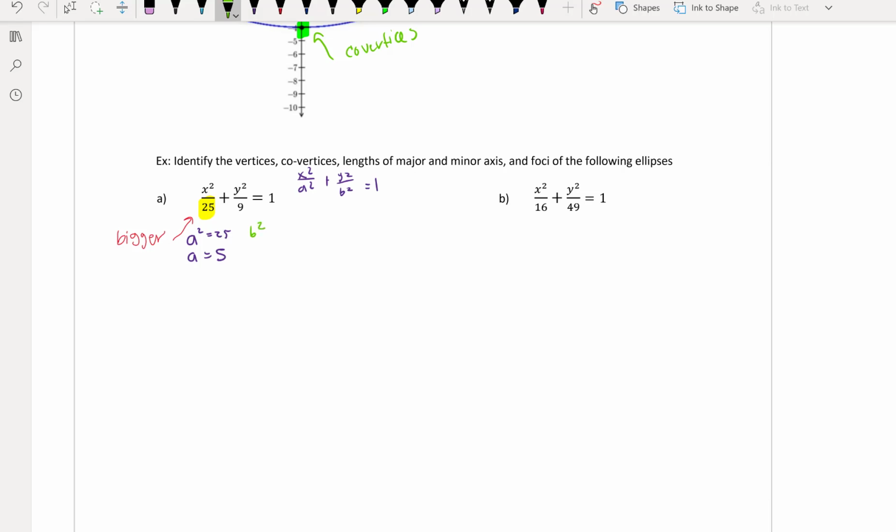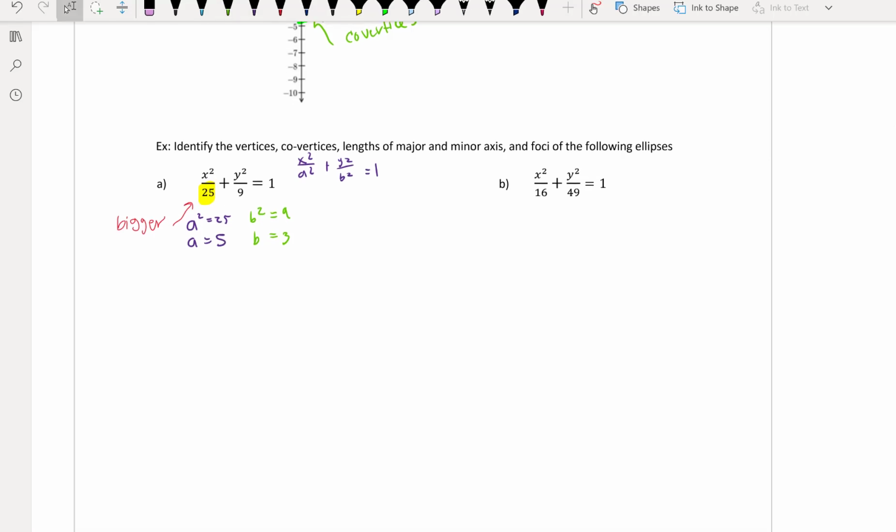Likewise, that tells me that b squared is equal to 9, so my b is equal to a positive 3, because the b squared is just the denominator of the y squared, okay? With that given, I'm able to do the calculations pretty easily. So it says to identify the vertices.